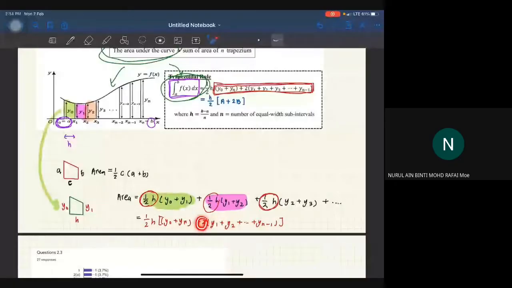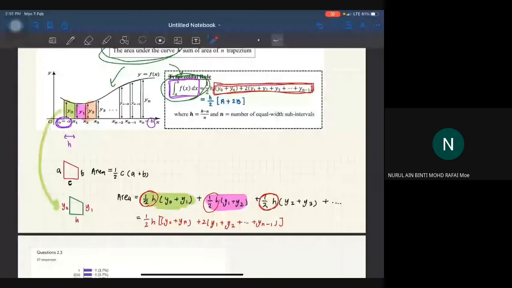Okay, so simplify this formula, awak akan dapat ini. Okay, H/2 and plus two. Any question?